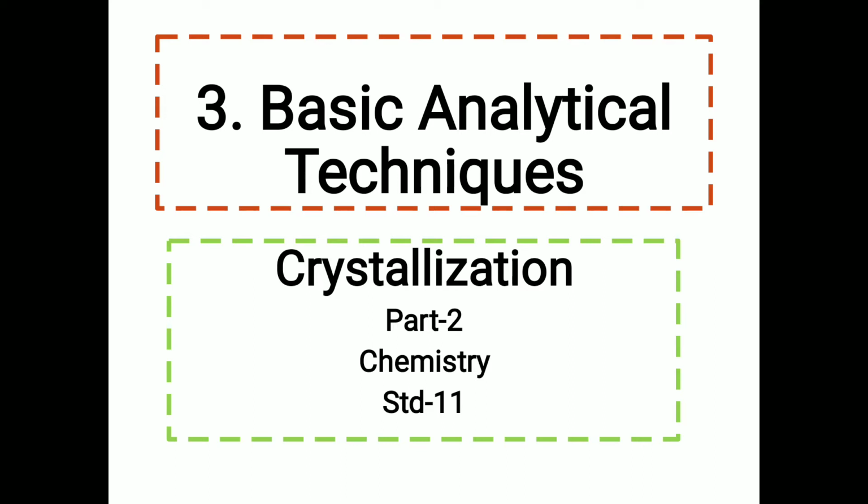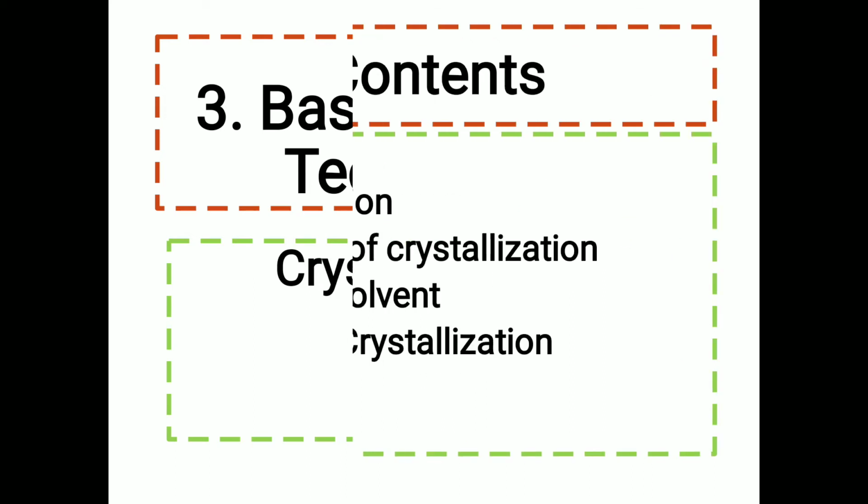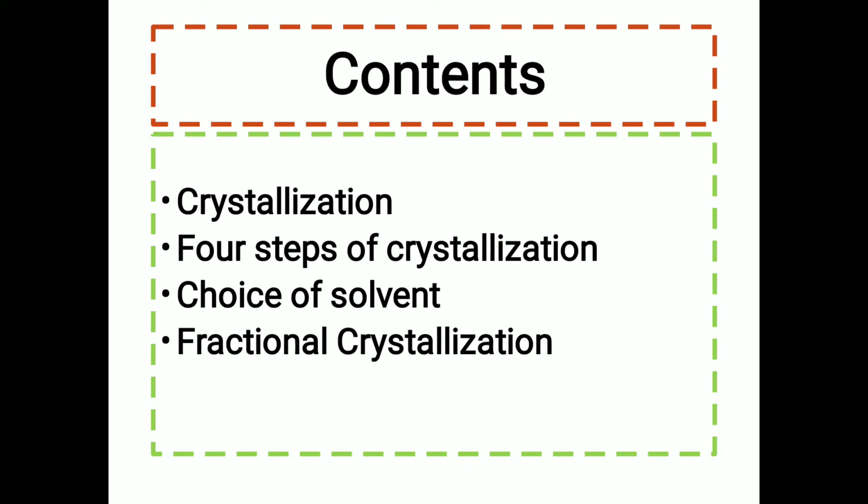In this first part, we have studied the purification process, in which we covered filtration. In the second part, we studied the crystallization method for the purification of a substance. In the crystallization method, we have studied what is meant by crystallization and what the four steps are, how to choose the solvent, that is, the choice of solvent, and then fractional crystallization. So now let us see.